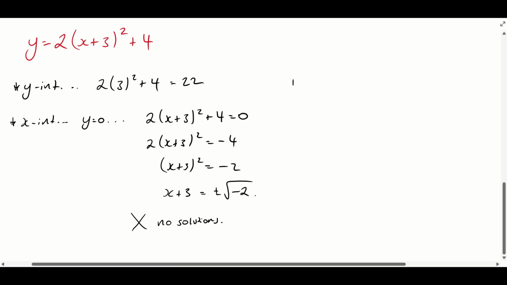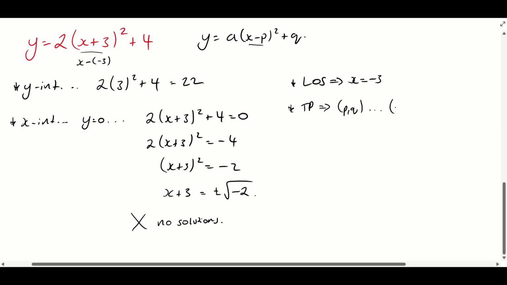Our line of symmetry, we just take straight off of our equation. Now remember, the general equation for turning point form is like this: x minus p, but here I've got x plus 3. So this is kind of the same as x take away minus 3. So my line of symmetry here is actually going to be at negative 3. So make sure you look out for that. Don't let that slip you up. So the line of symmetry is at minus 3, which means my turning point, remember, that's just at p comma q, is going to be at minus 3 comma 4, because my 4 here is my q value.